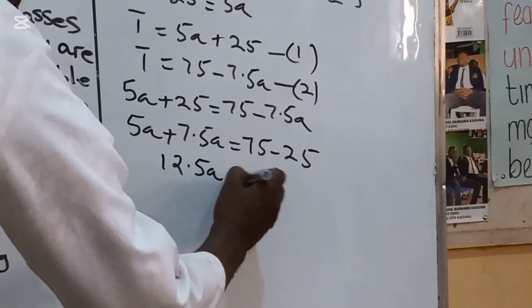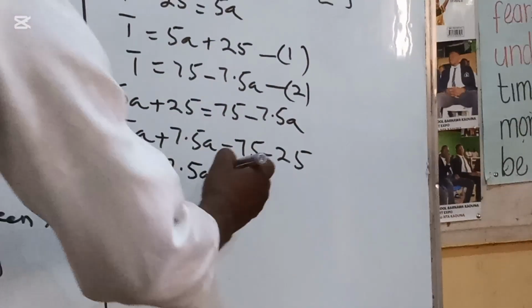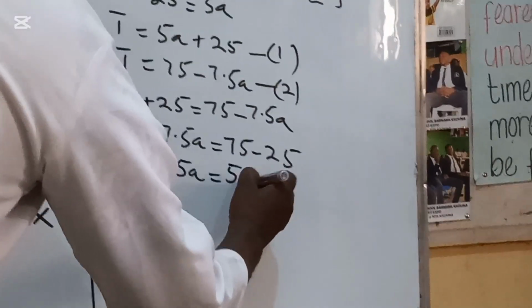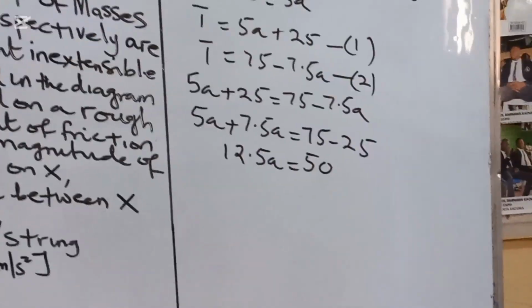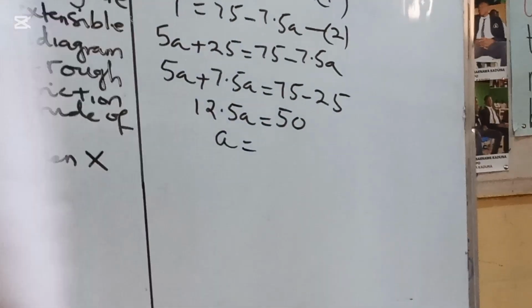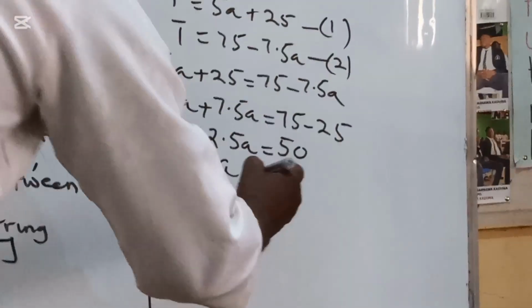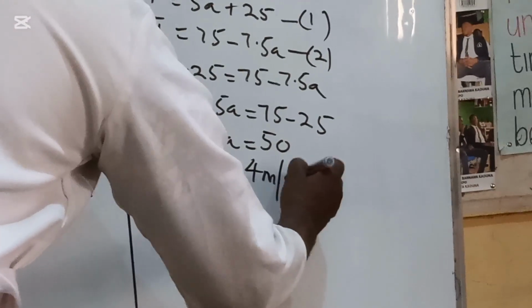12.5A is equal to 75 minus 25, which gives me 50. So if I divide by 12.5 on both sides, I will have A equal to what? 4 meters per second squared.